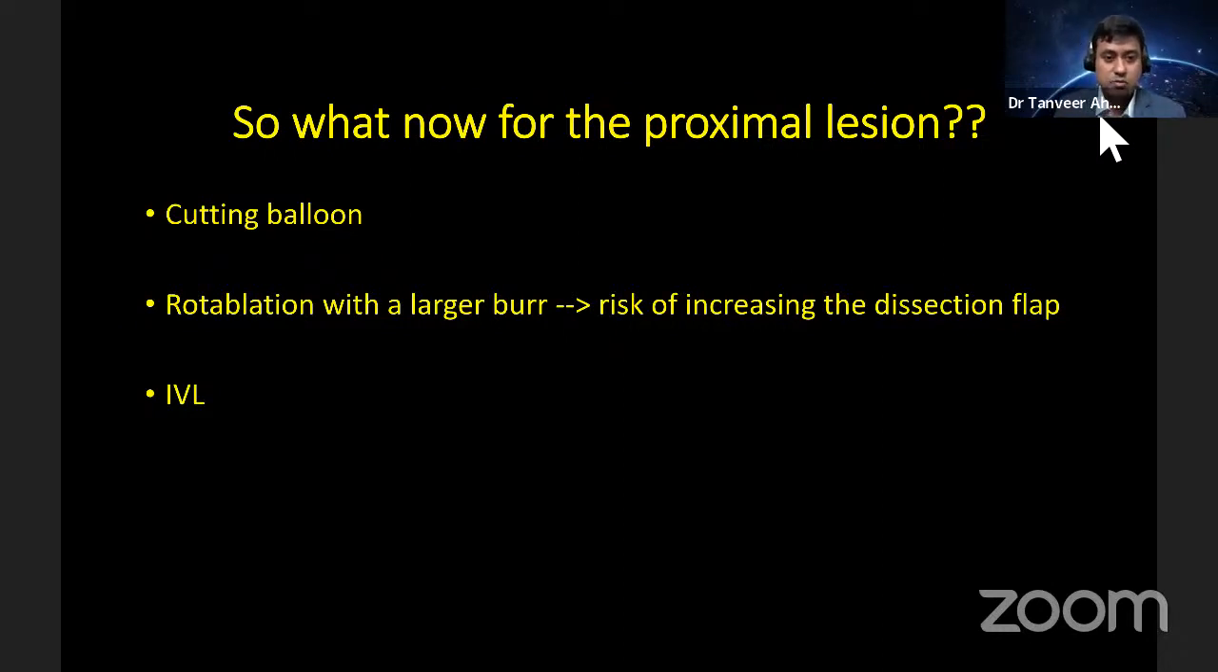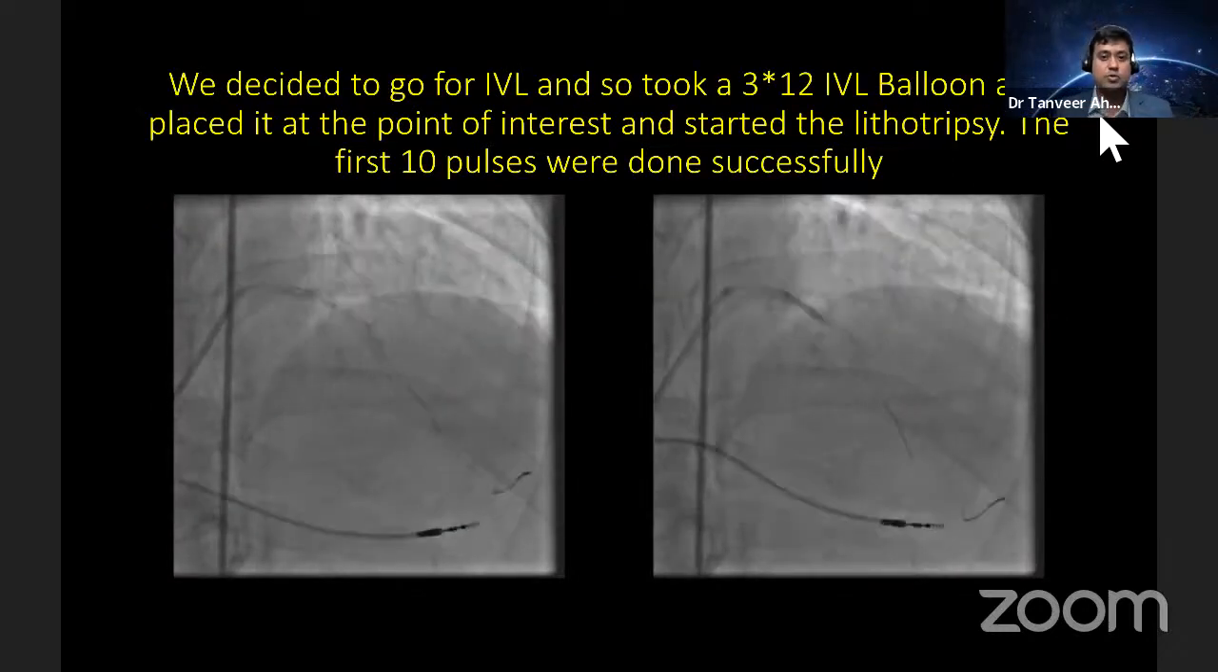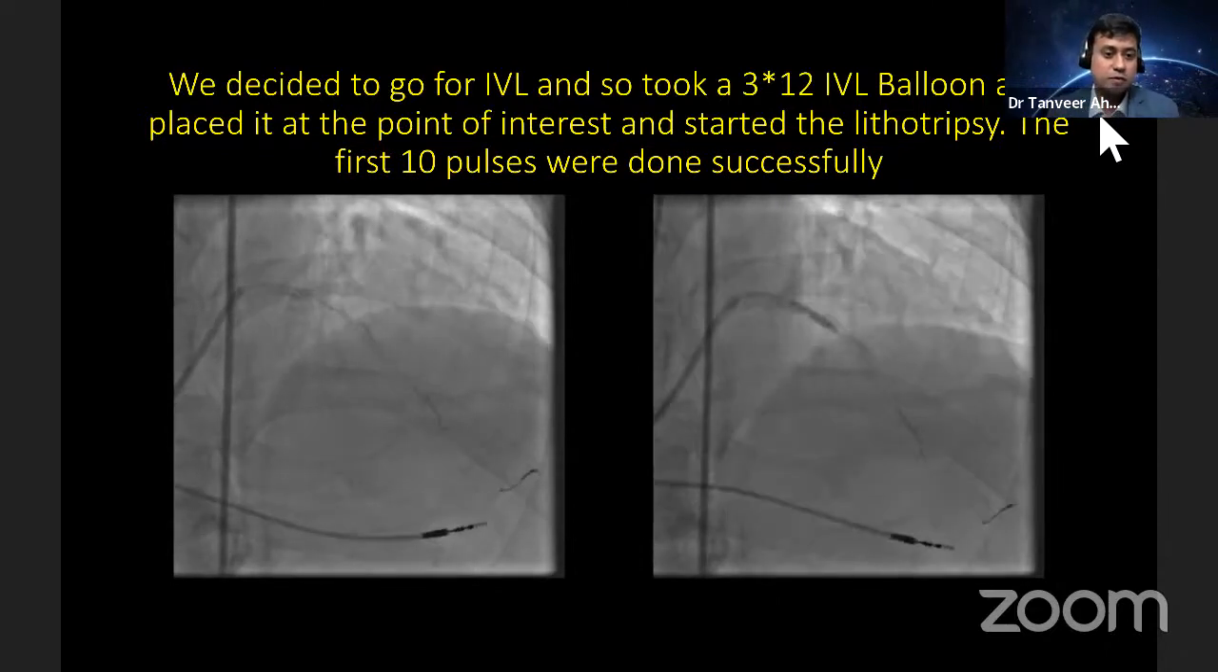Should we use a cutting balloon, OPN? Should we go for a rota with a larger bur? There is always an increased chance of increasing the dissection flap, or should we go for an IVL? As it was a small point where we were actually feeling the problem, we thought it would be better to go for an IVL in this case. So we went for an IVL.